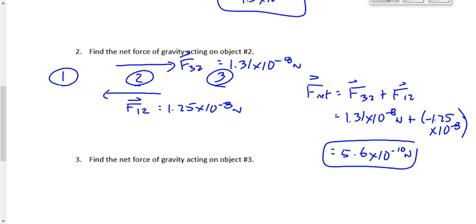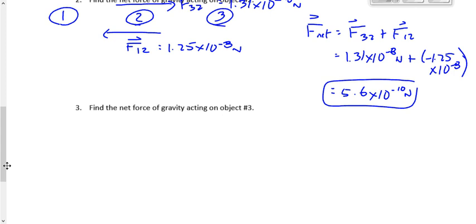3. The net force of gravity acting on object number 3. Here's object number 1, here's object number 2, here's object number 3. Let's pretend 2 doesn't exist. 2 is not there. Do 1 and 3 attract each other? Of course they do. 3 is therefore pulled towards number 1.